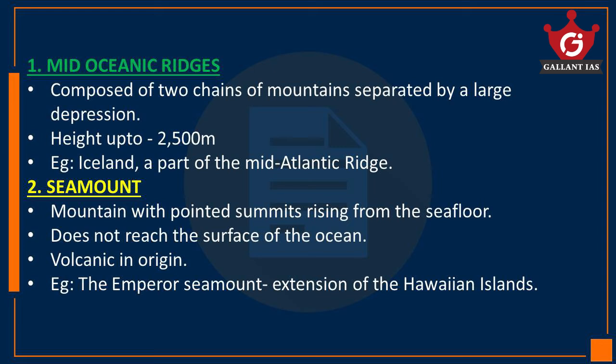Next one is the seamount. A seamount is a mountain with pointed summits rising from the seafloor that does not reach the surface of the ocean. Again, this is a definition from the NCERT textbook, so please try to note that. The next important feature of this type is that they are volcanic in origin. The best example of this type is the Emperor Seamount.